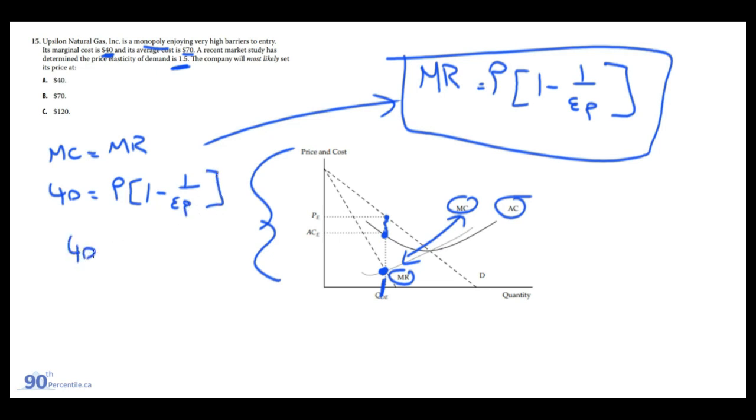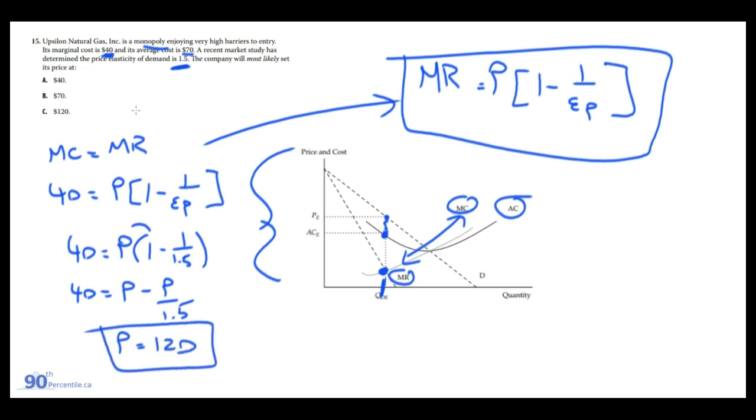And we can sub all this in. 40 equals P times (1 minus 1 over 1.5). Can do some algebra here. 40 equals P, just multiplying this out, minus P over 1.5. And then if we were to run this out and solve for P, we would get a price of 120. And that's our answer, C.